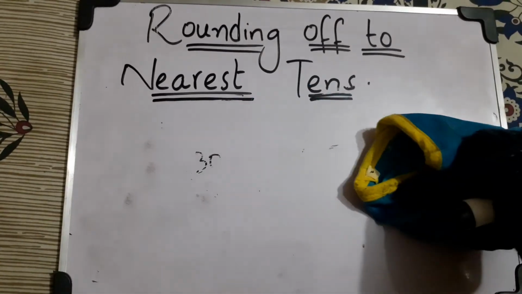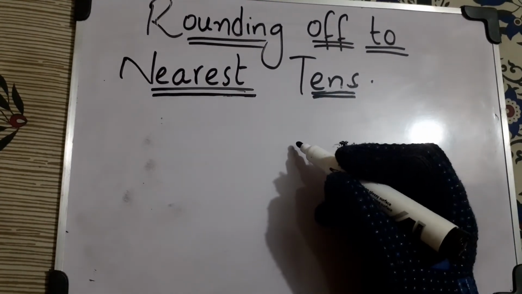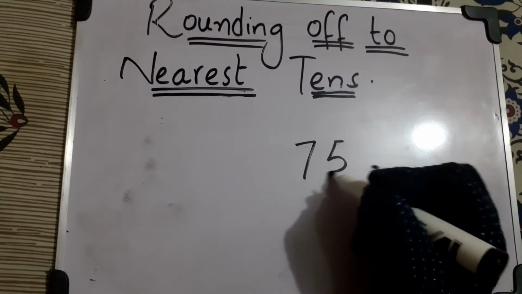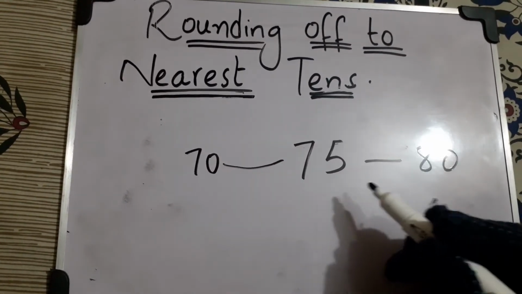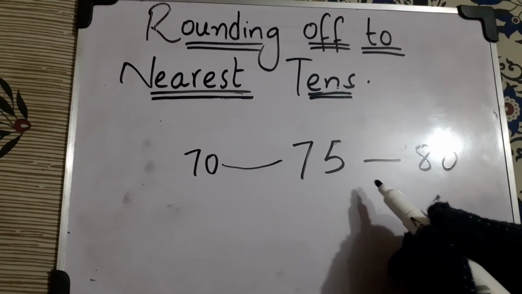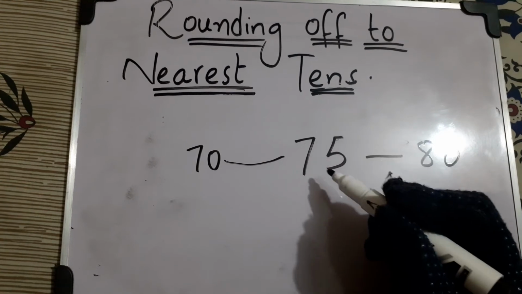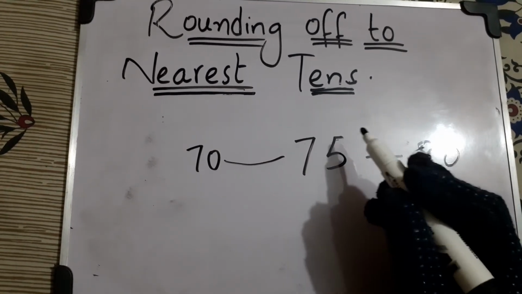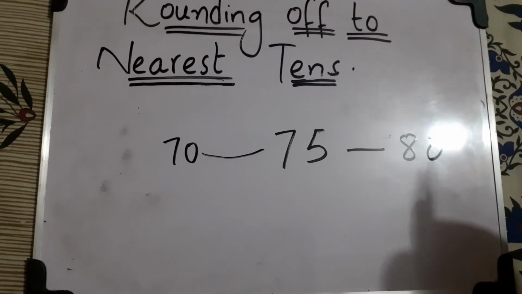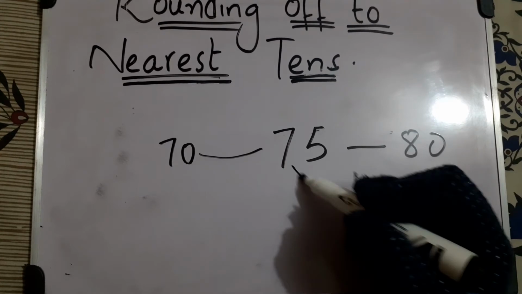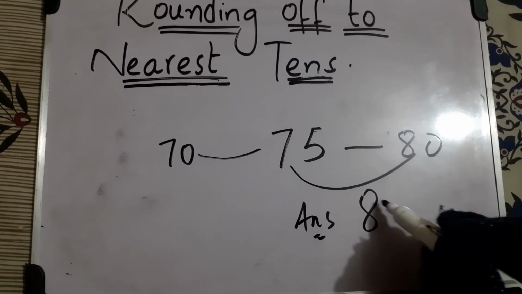Just like this, if I ask you about the number 75, you have two options, 80 or 70. So where does round off go? It's 5. I told you that when the last digit is 5 or bigger than 5, then round off goes ahead. 5 also counts, so round off goes ahead. So the answer will be 80.